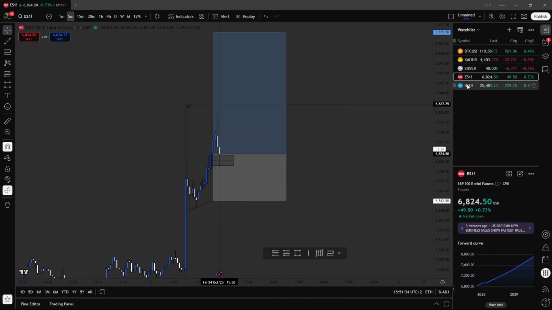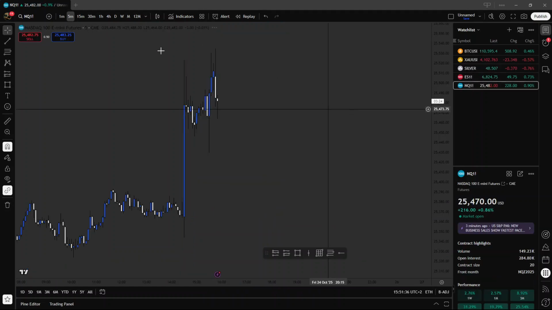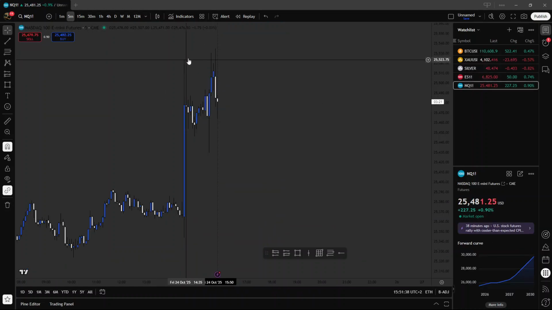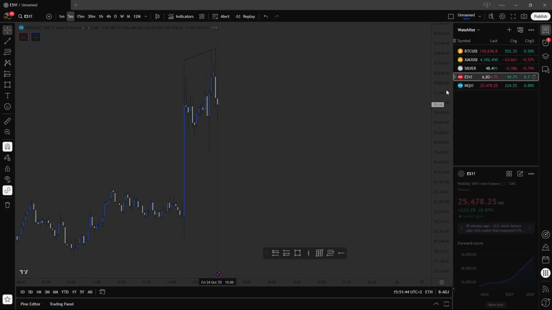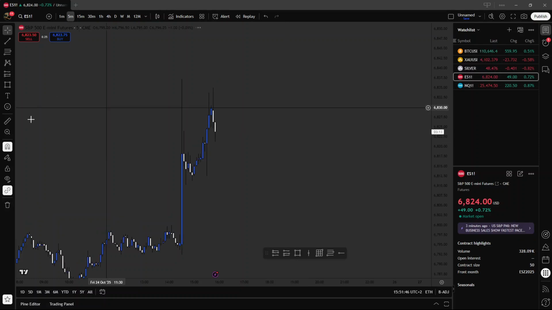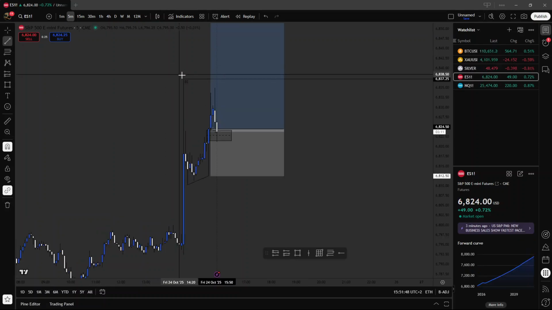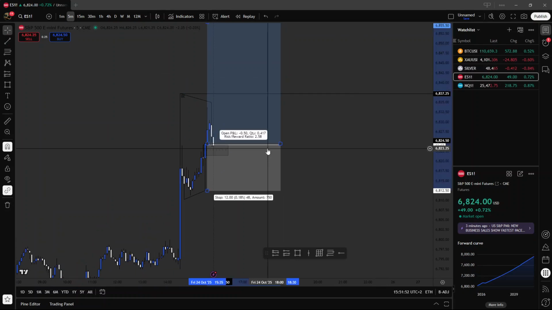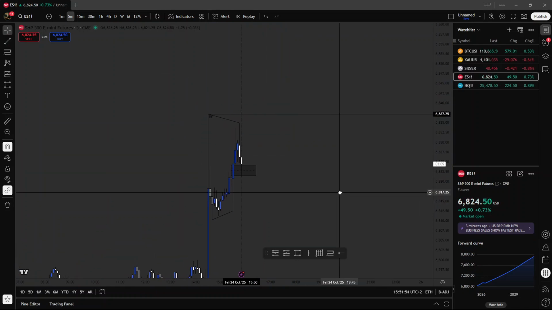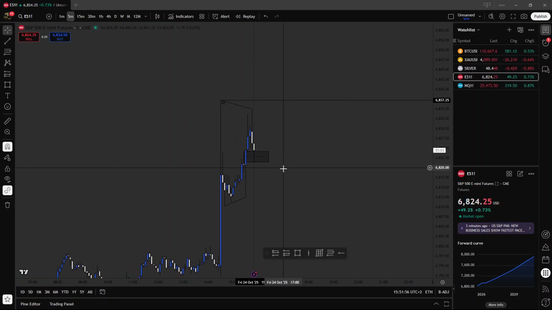But still, I'm worried about what I mentioned: the S&P, like Nasdaq took those highs and ES did not, so I'm a little bit worried about that. So if I somehow enter a trade, it doesn't reverse on me.